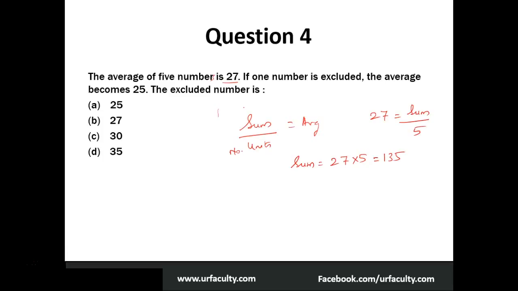If one number is excluded, the average becomes 25. So what is the new average when one number is excluded? It's 25. So what is the sum of all the numbers in that case? 25 into 4. Why did I write 4 here? Earlier it was 5 numbers and now one number is removed, so it becomes 4, and that's 100. So what is the excluded number? 135 minus 100, 35. The excluded number is 35. Isn't it very simple?